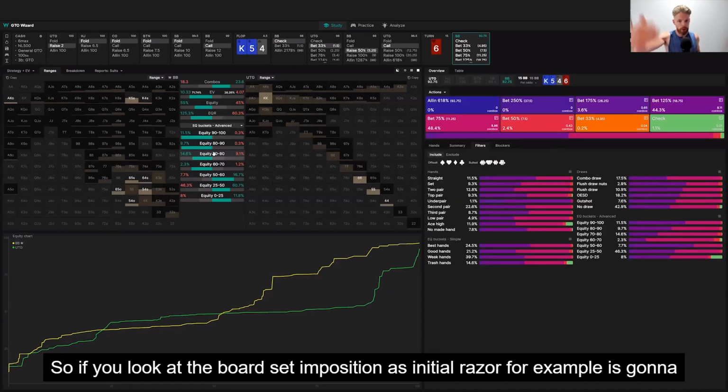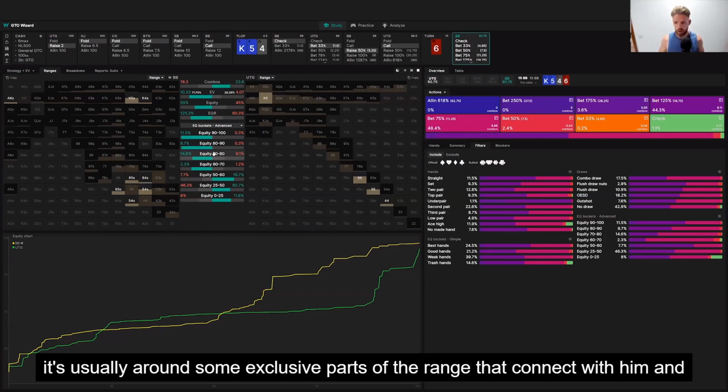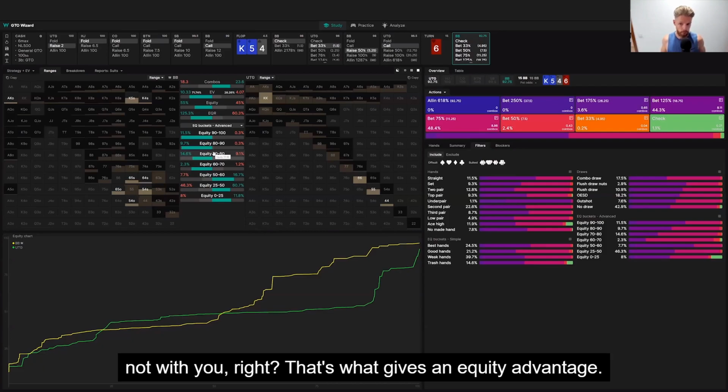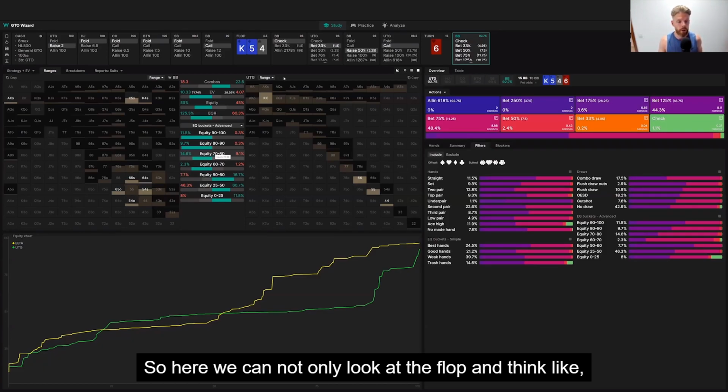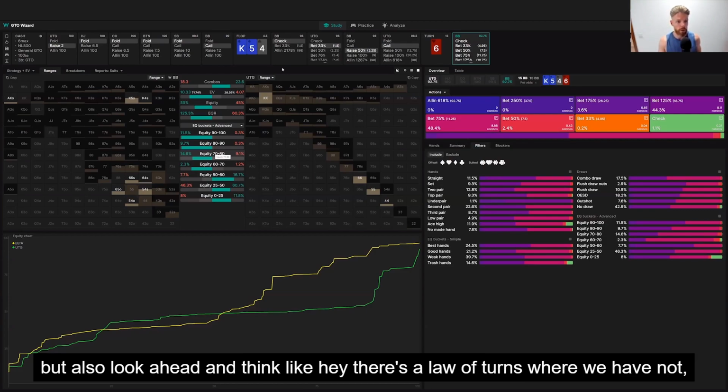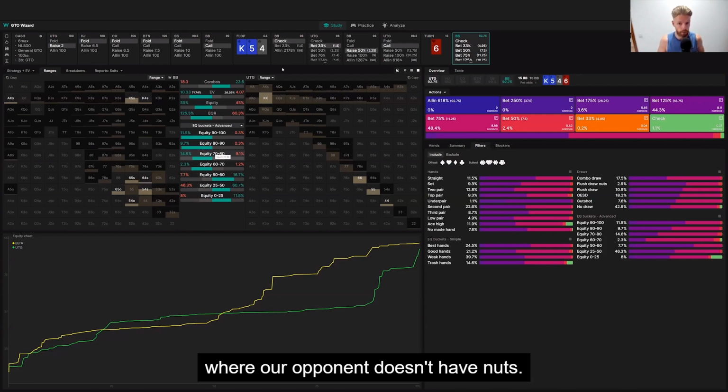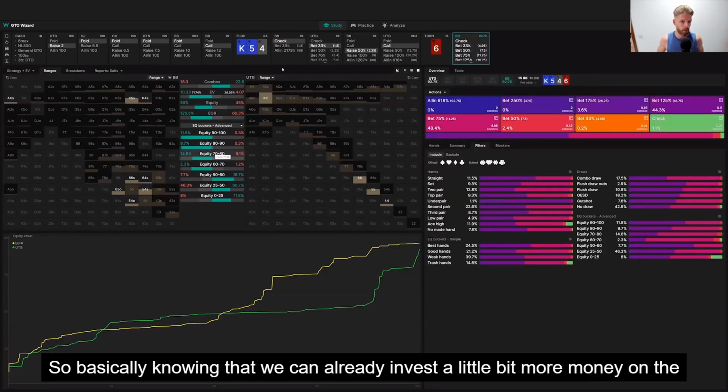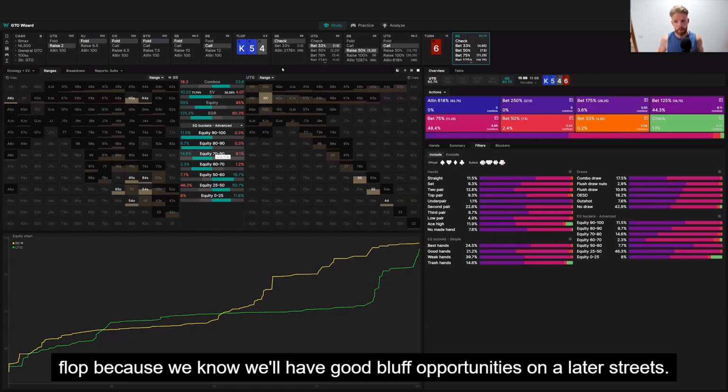If you look at the boards that the in-position initial raiser, for example, is going to be very aggressive on, it's usually around some exclusive parts of the range that connect with him and not with you, right? That's what gives an equity advantage. So here we can not only look at the flop and think, oh, this is a good flop for me, but also look ahead and think, hey, there's a lot of turns where we have nuts and our opponent doesn't have nuts. So knowing that, we can already invest a little bit more money on the flop because we know we will have good bluff opportunities on the later streets.